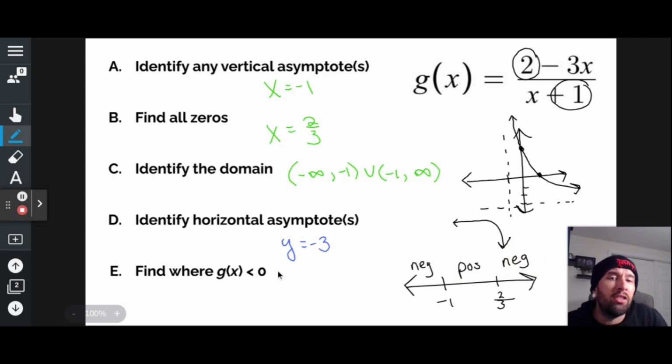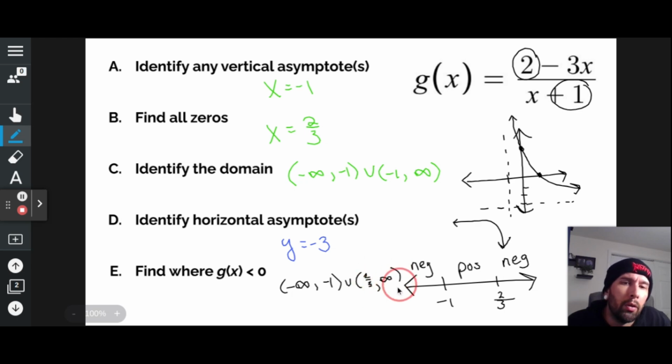So g of x is negative and only negative. We're not including zeros. It's negative from negative infinity all the way up until -1, union, and then from 2/3, not including 2/3, all the way to regular infinity. Okay? So this is an example where we have degree over same degree. We were able to find all this information based off of that.